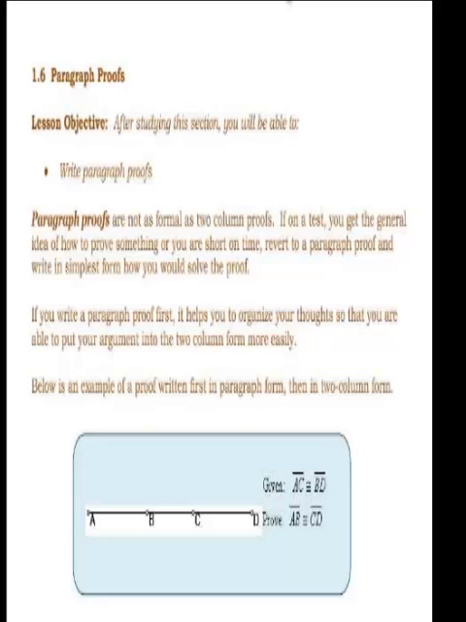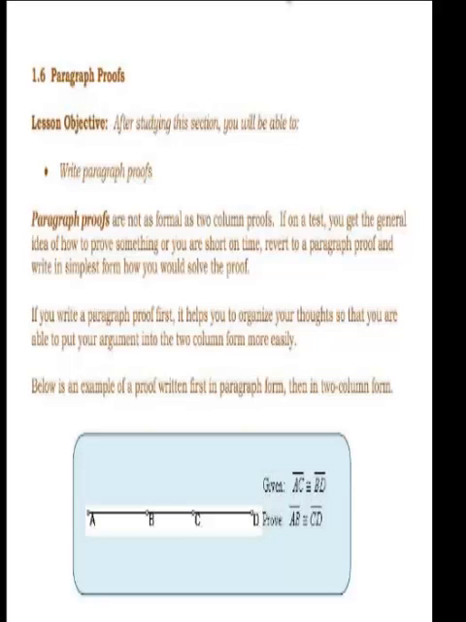Paragraph proofs are not as formal as two-column proofs. If on a test you get a general idea of how to prove something, or you are short on time, you could revert to using a paragraph proof or write something in simplest form that you would solve in a proof. If you write a paragraph proof first, it helps you to organize your thoughts. So it's kind of an organizational method. It helps you to decide how to put your arguments into the two-column proof a little easier. So here's an example of where we might use a paragraph proof, and then how I can convert that paragraph proof into a two-column proof.